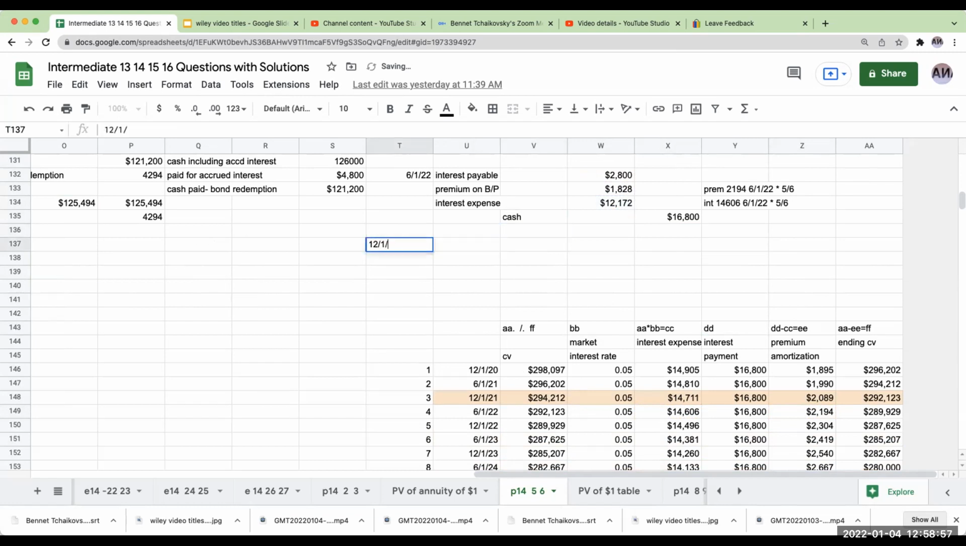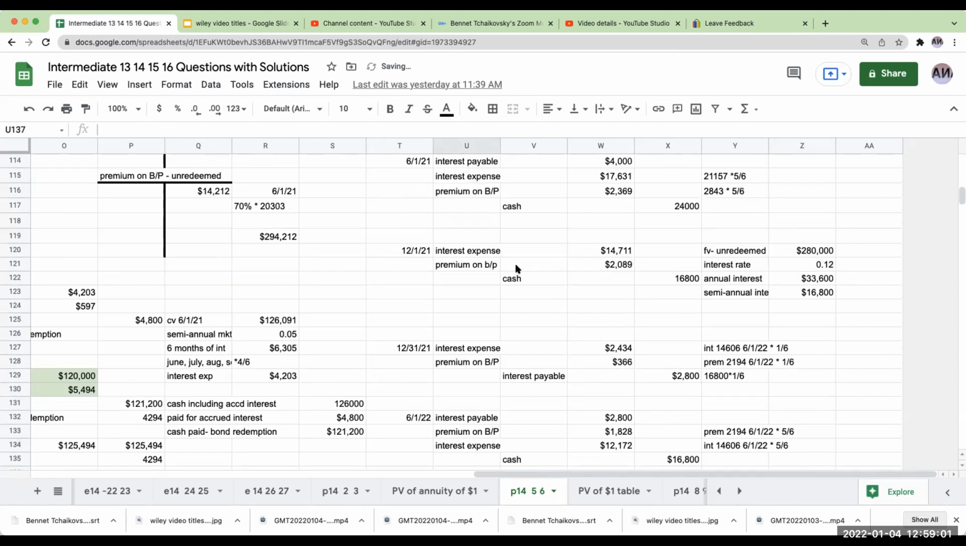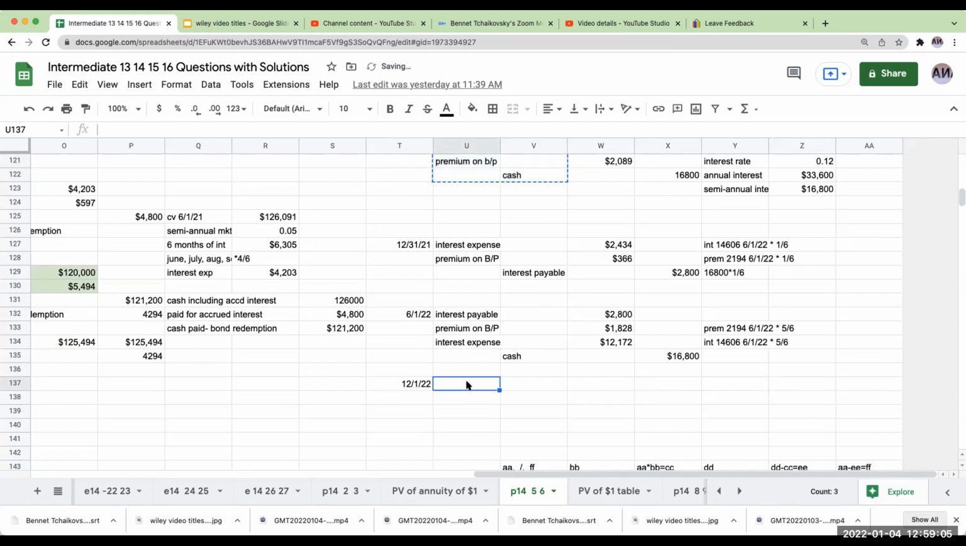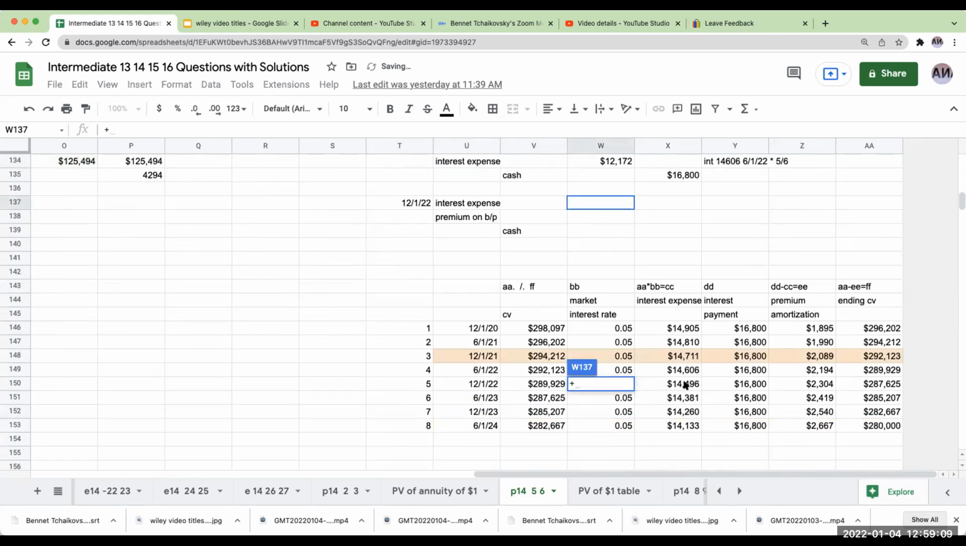Now I go to 12/1/22. This is going to be, hopefully, a little bit more simple: I'm going to debit interest expense, debit premium on bonds payable, and credit cash. So my interest expense, my premium, and then my cash is going to be 16,800. And we're good to go.